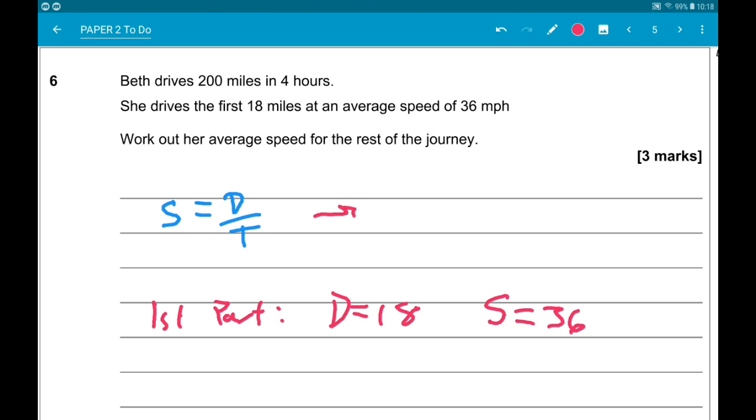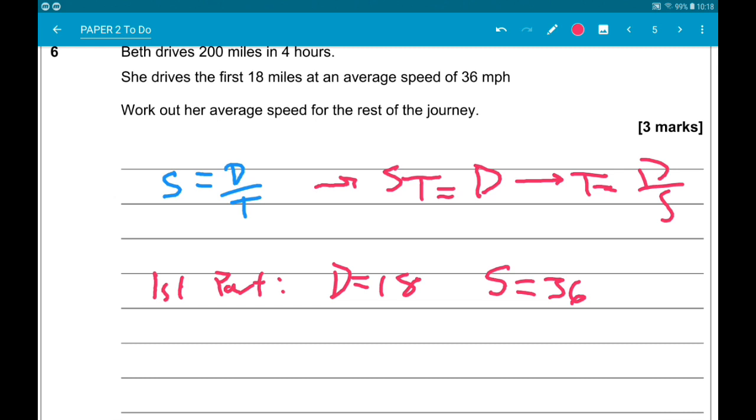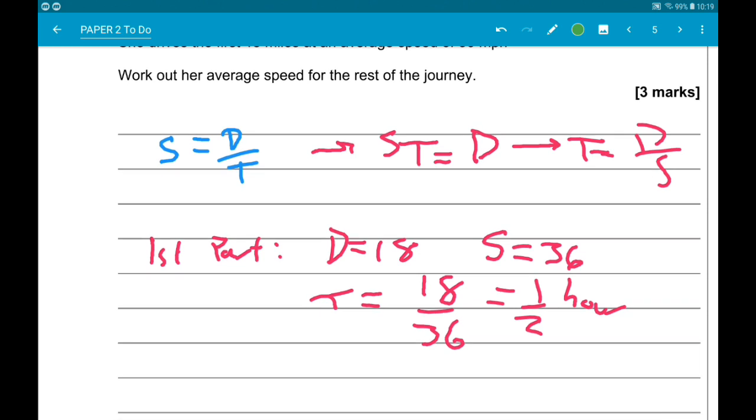If we multiply through by t, s times t is equal to distance, and then time is distance divided by speed. So for the first part, time is distance, so 18 divided by speed, 36, so that gives us 1/2 of an hour. Okay, so now for the second part, we need to work out how much further she has to go.